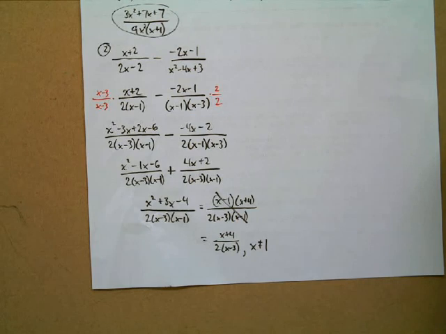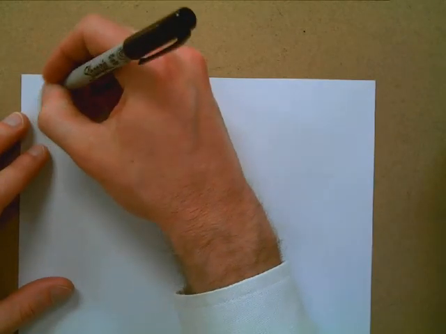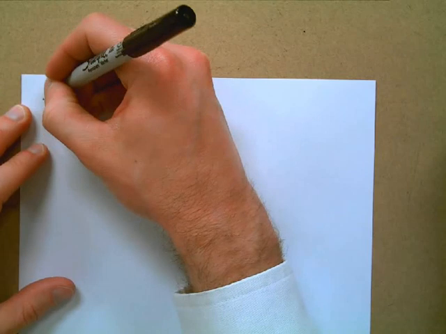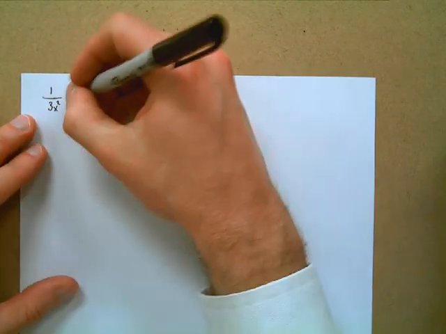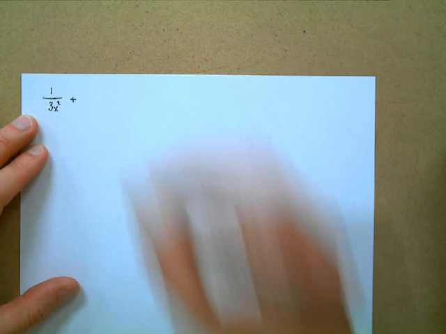Let's try another one here. Let's see if I can come up with something good. How about, yeah, this would be good. Alright. Let's try another one. Okay. How about 1 over 3x squared plus x over 9x squared minus 12x.